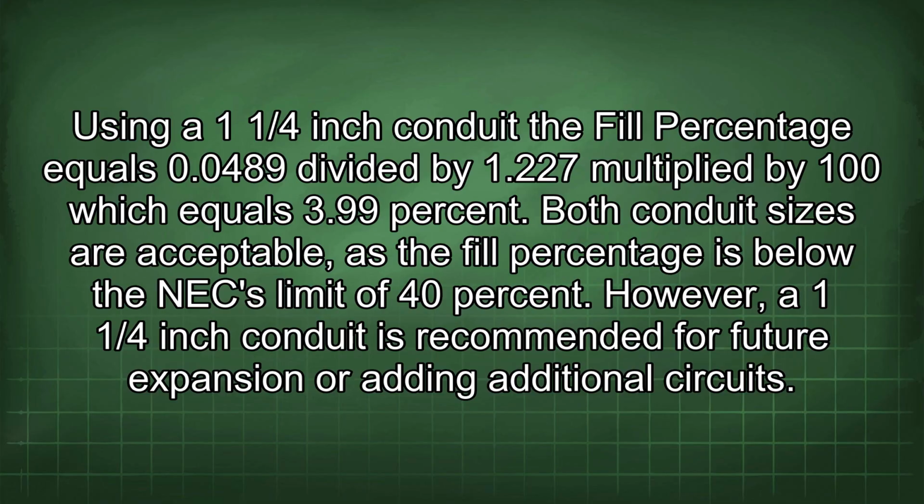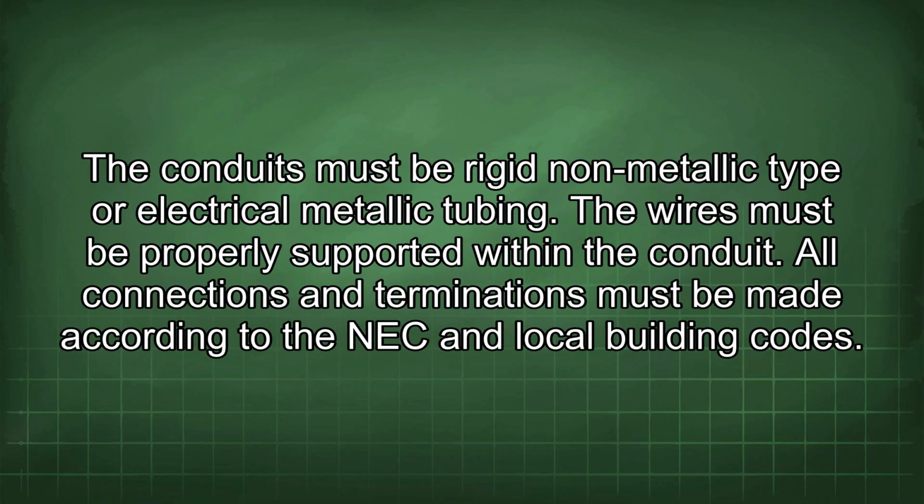Both conduit sizes are acceptable, as the fill percentage is below the NEC limit of 40%. However, a 1/4-inch conduit is recommended for future expansion or adding additional circuits. The conduits must be rigid non-metallic type or electrical metallic tubing. The wires must be properly supported within the conduit. All connections and terminations must be made according to the NEC and local building codes.